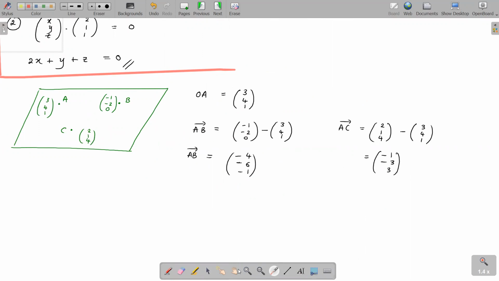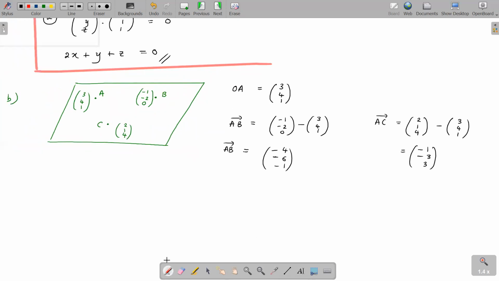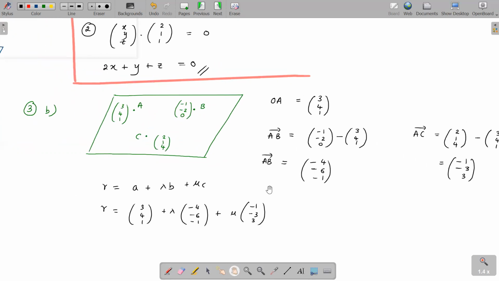Okay, so this is already found, similar to what we did in the previous part. And then we do R equals A plus lambda B plus mu C. So what do we get here? A is 3, 4, 1 plus lambda times B, which is minus 4, minus 6, minus 1, plus mu times C, which is minus 1, minus 3, 3. Okay, so this is the vector equation of the plane. Is this clear? Okay, so now we'll move on to the next part.